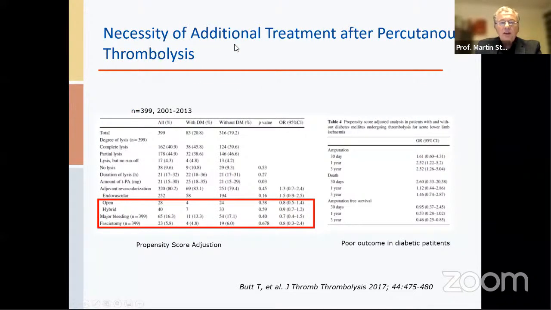Another interesting topic is if you do percutaneous thrombolysis and or aspiration, there's a significant number of patients that need additional procedures. This is usually not published. There's some open revision or hybrid revision, and at least some patients, 16% have major bleeding and some need fasciotomy. This is very interesting, especially patients with diabetic problems. They have a worse outcome. You see here, you have higher amputation rates and a higher death rate after 30 days if they are treated with thrombolysis or percutaneous revascularization, if you follow them.